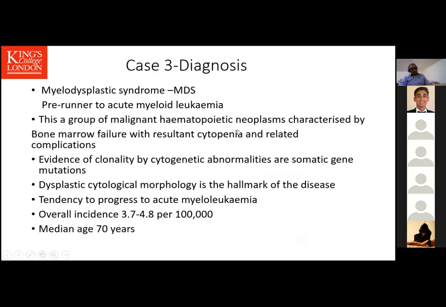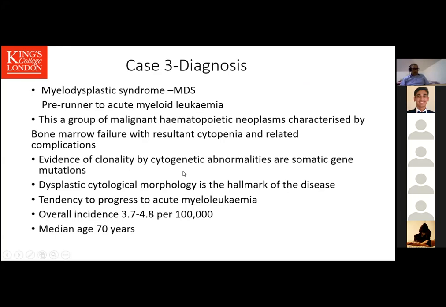So this condition is called Myelodysplastic Syndrome. So there's a dysplasia of the bone marrow. Dysplasia is when the cells are not maturing, and it's an MDS. It's a precursor to acute myeloid leukemia. And this is characterized by bone marrow failure with resultant cytopenia and related complications.